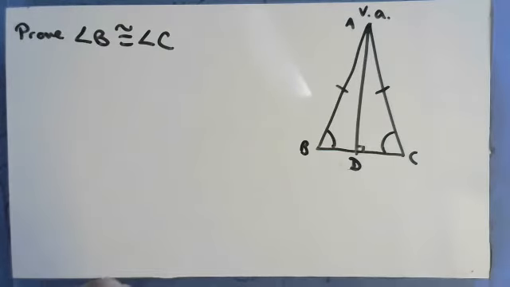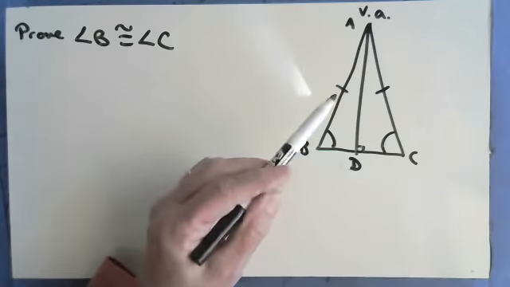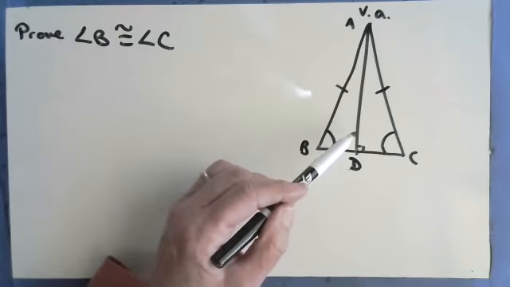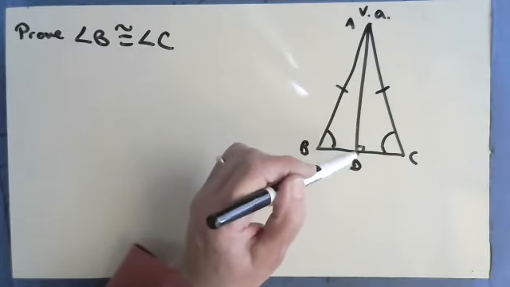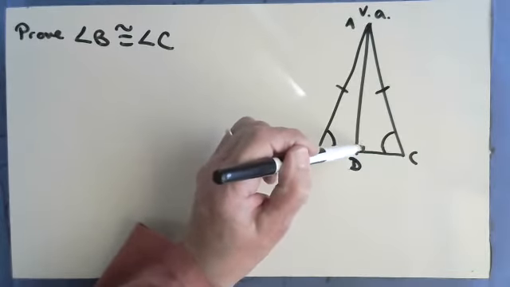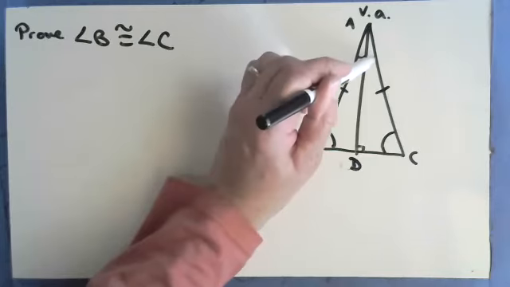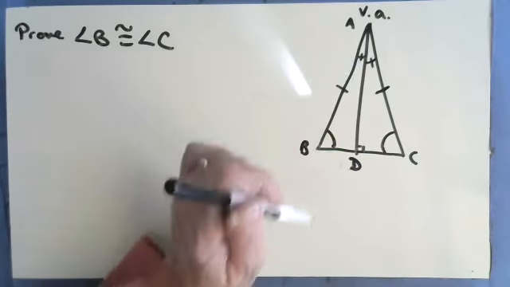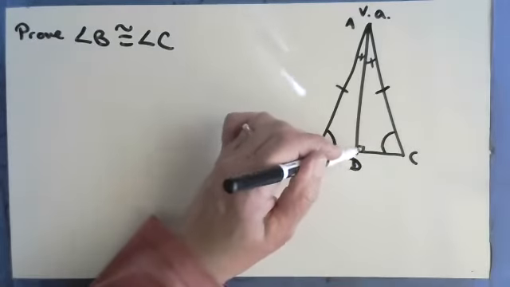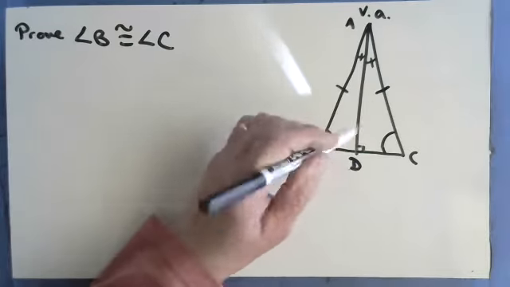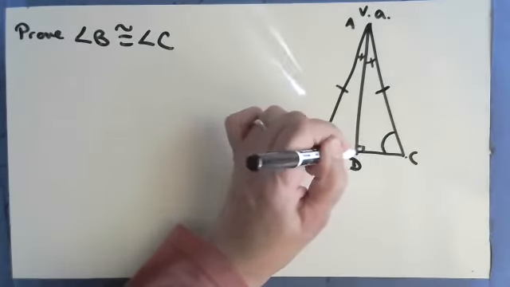And the technique that we're going to use is drawing in this altitude. We saw earlier that this altitude on an isosceles triangle connecting the vertex to the base has several properties. First, being an altitude, it's perpendicular to the base. That's important. We also know that it's the bisector of the vertex angle, so we know that those two angles are congruent. And we also know that this bisector bisects the base. So we know that this line segment from B to D is congruent to this line segment from D to C.